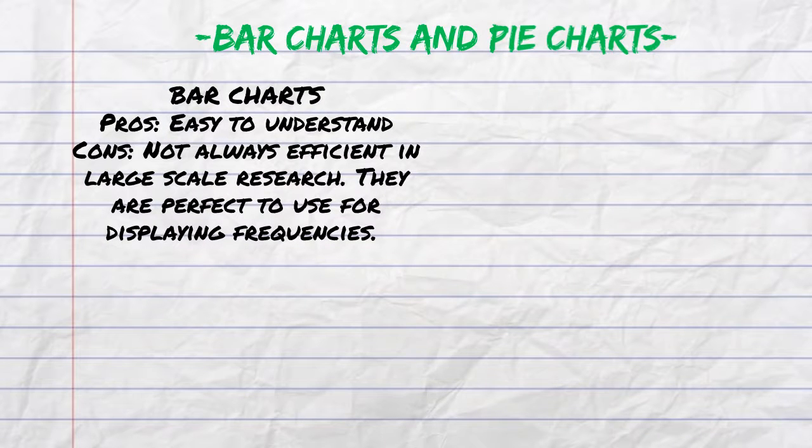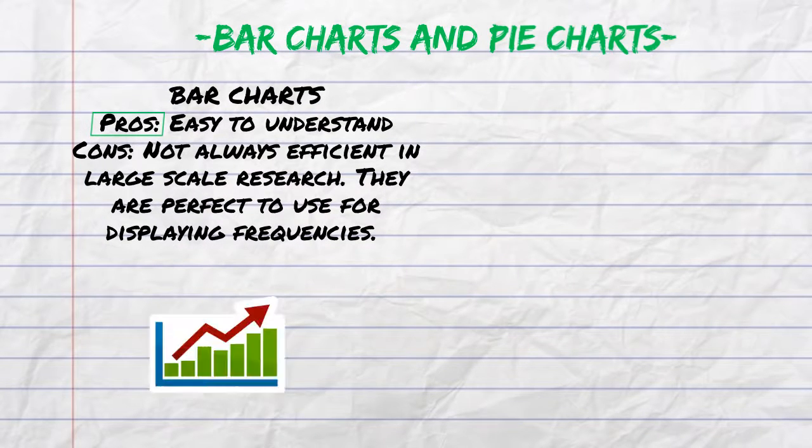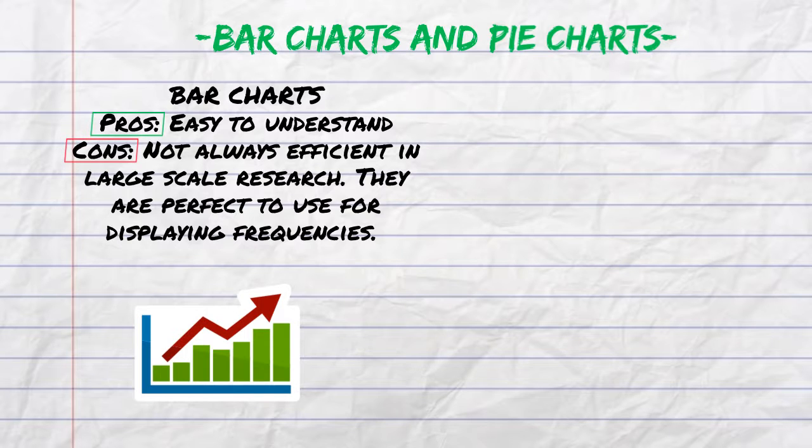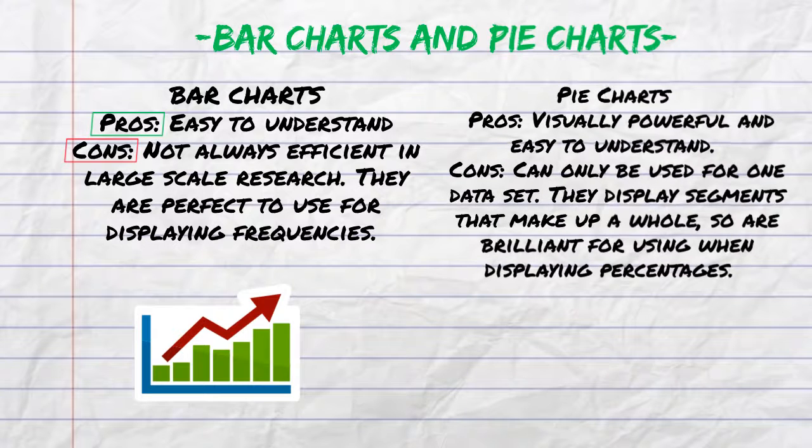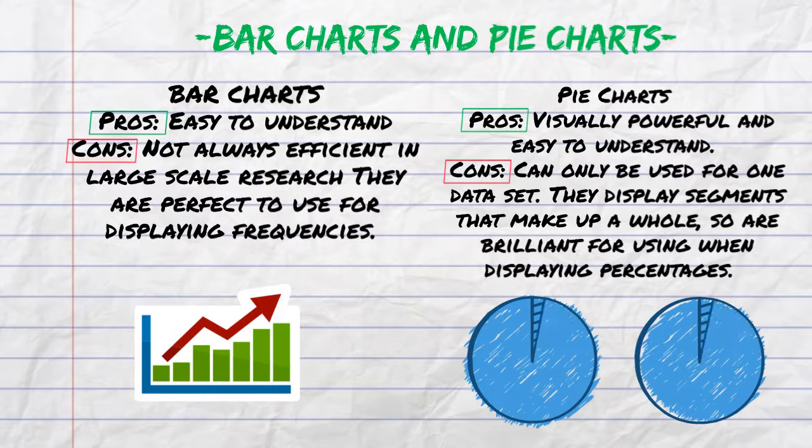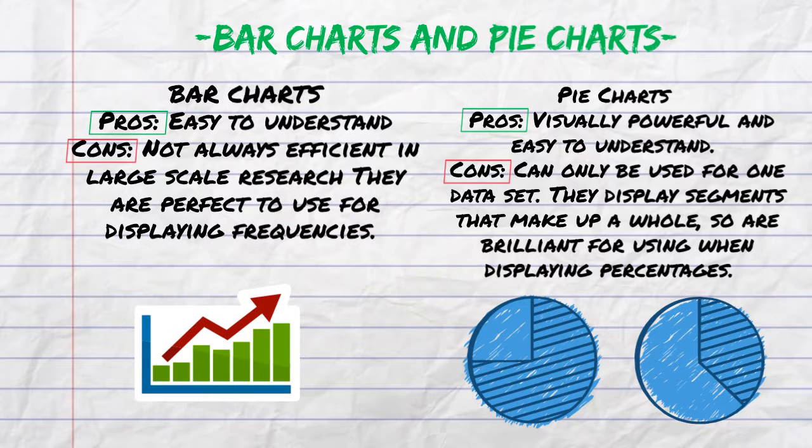Thirdly, bar charts. Pros, easy to understand. Cons, not always efficient in large-scale research. They are perfect to use for displaying frequencies. Whereas our fourth option, pie charts, are perfect for displaying proportions. Pros, visually powerful and easy to understand. Cons, can only be used for one dataset. They display segments that make up a whole, so are brilliant for using when displaying percentages.